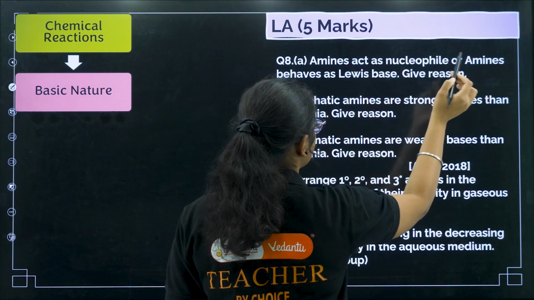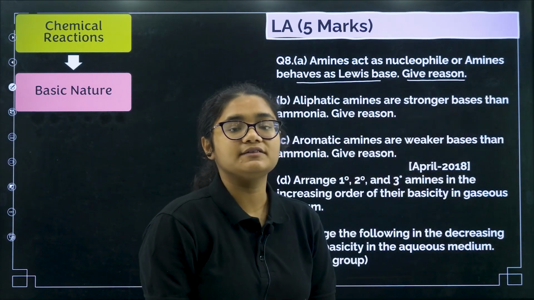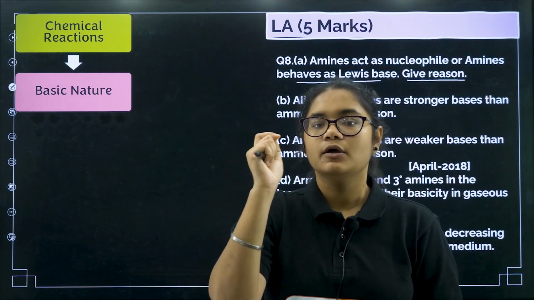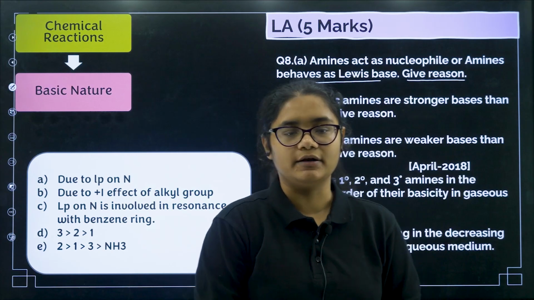Amines can act as a nucleophile or amines can behave as a Lewis base, give reason. So why can amines behave as a base? Because they have a lone pair on nitrogen, right. So because of the lone pair on the nitrogen.